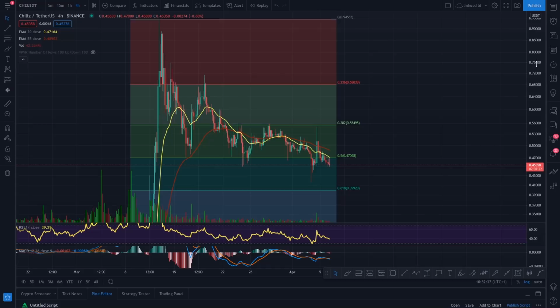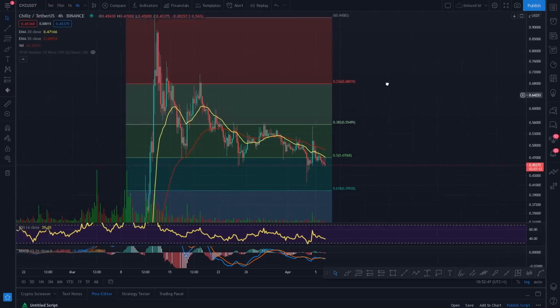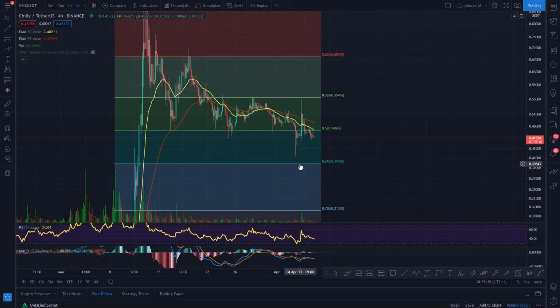That is why I'm currently out of CHILIZ at the moment. I do anticipate that you will see this 0.618 retest down here, just a confirmation of support. Once it gets that, I would anticipate that it bounces there, because this is a golden ratio, this is the golden pocket, and there'll be a lot of interest at that point.